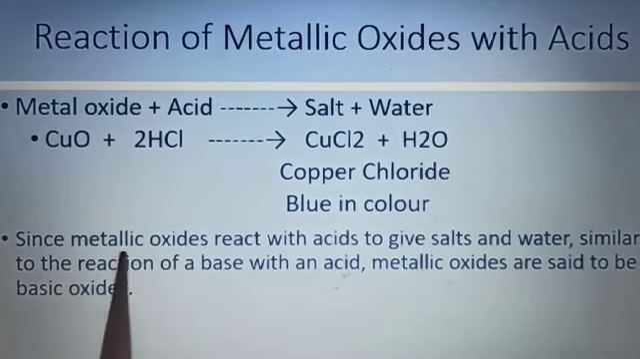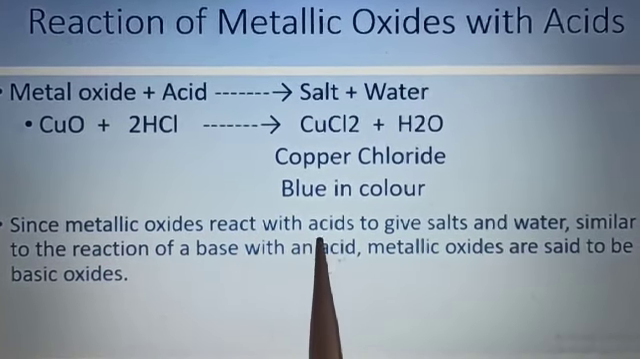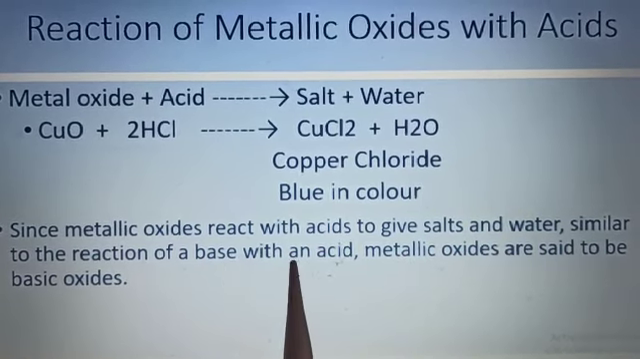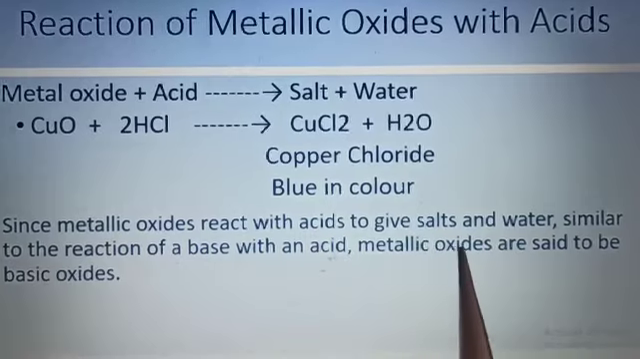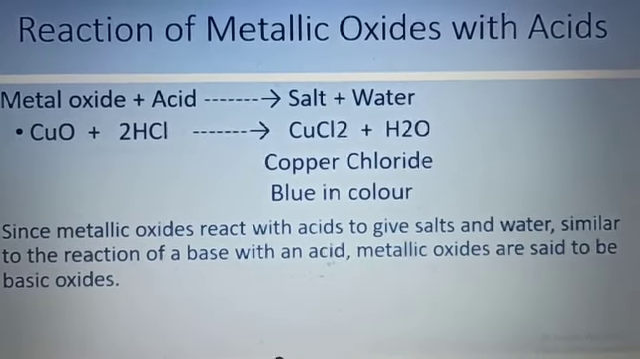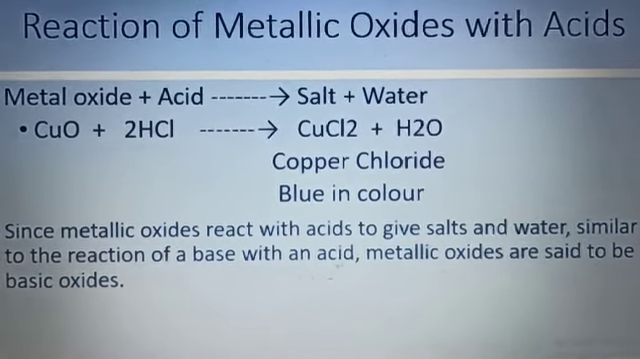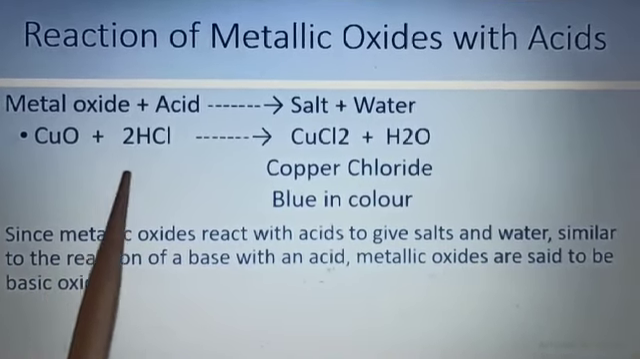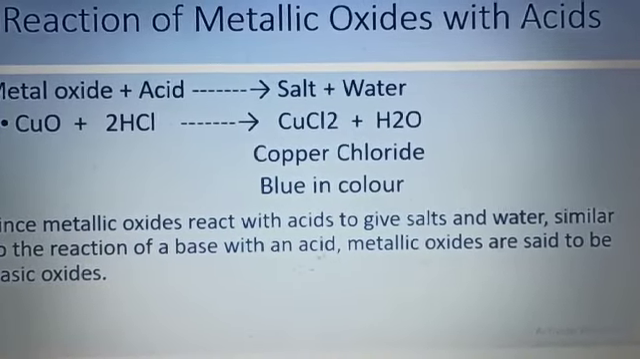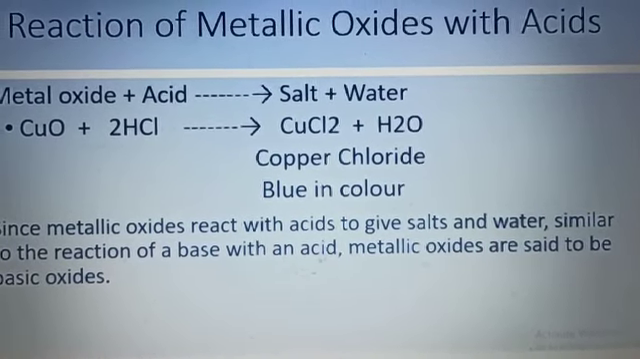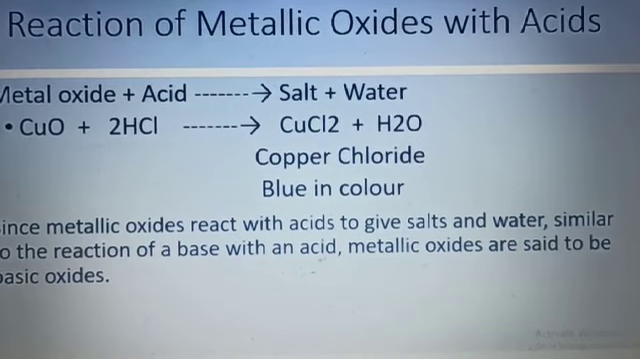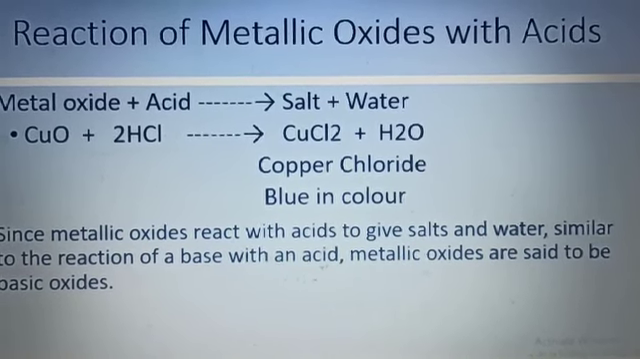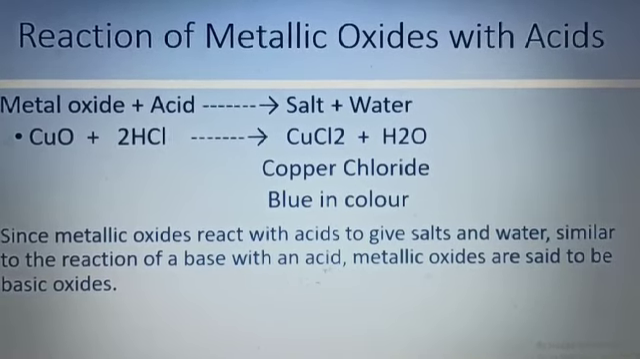So since metallic oxides react with acids to give salts and water, similarly to the reaction of a base and an acid, metallic oxides are said to be basic oxides. Because metallic oxides act as base here, they are called basic oxides. And if you check these metallic oxides with litmus paper, it will change red litmus to blue, which indicates that they are basic in nature.